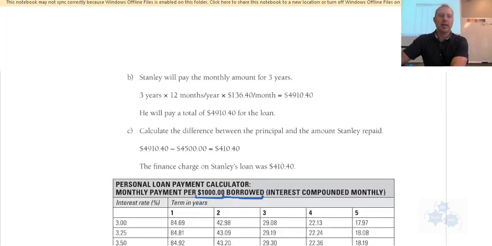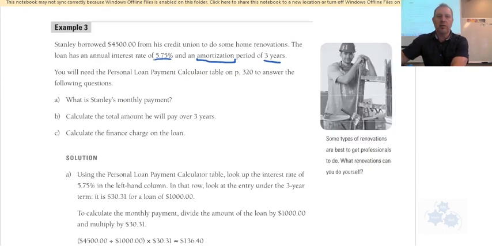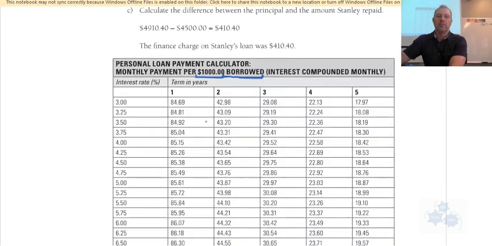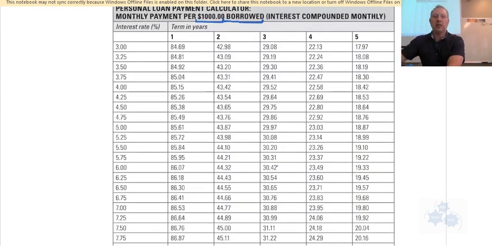So let's go back and take a quick look at this example again. It was a 5.75% annual interest rate, and the amortization was 3 years. So can we find on our chart the space that would include 5.75% and 3 years? Here's 3 years, and here is 5.75. So I'm looking through this. This is the number that lines up with both columns.